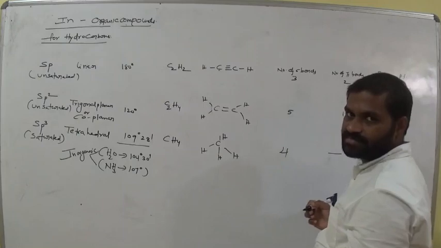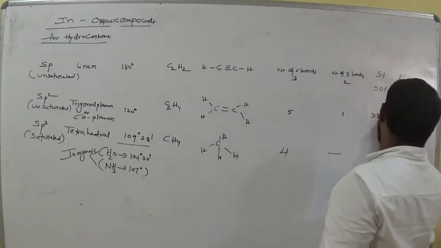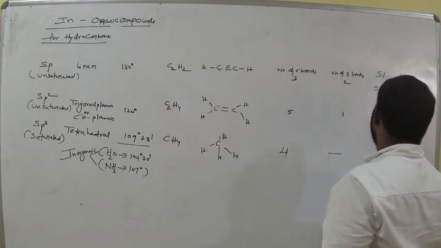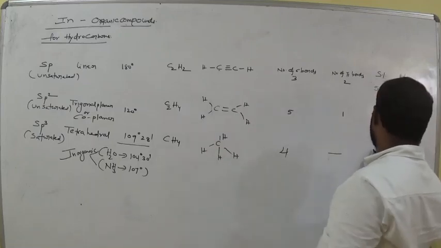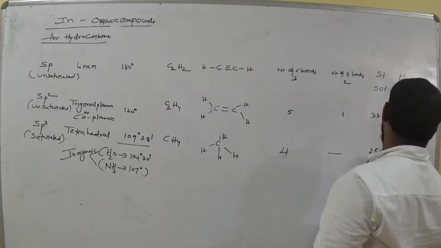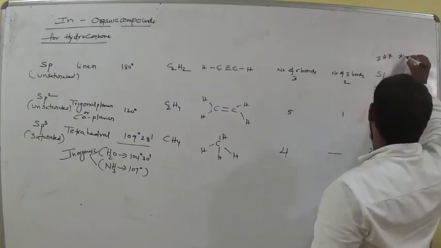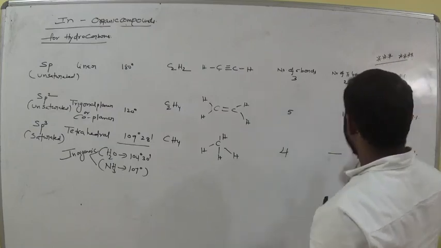Am I right? Come to here, for sp2 it is 33.3% S character and 66.7% P. For sp3, 1 part S, 3 parts P orbital, so it is 25% S, 75% P. Okay, so this concept is very important for AMSET and JEE. Okay, remember this thing.